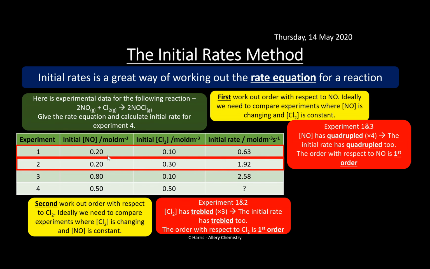So any change in rate is going to be caused by chlorine and not by nitrogen monoxide. So you can see that the concentration of chlorine has trebled, and the initial rate has trebled as well, so that's increased by 3. So the order with respect to chlorine is also first order.